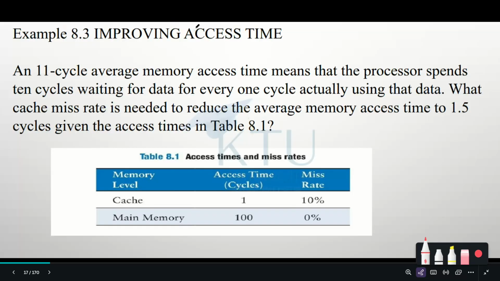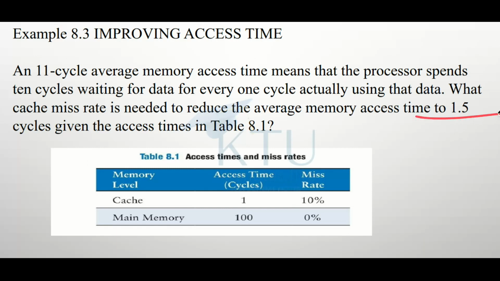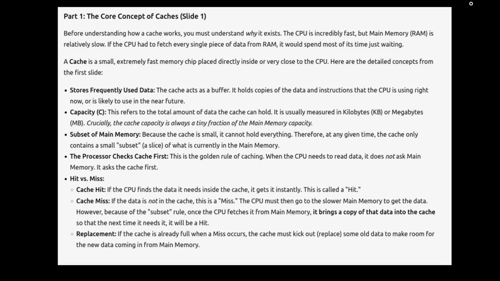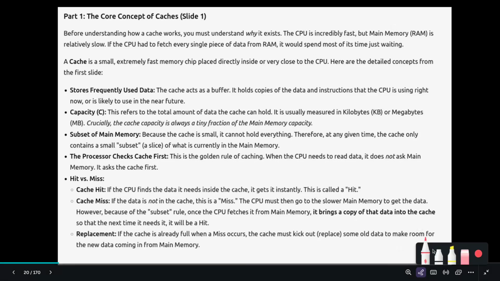I have already given the answer in detail previously, which is why I am not doing it again and again. This was the same question, just with the detailed explanation of how we do it given here. Now let's understand the core concept of the cache.